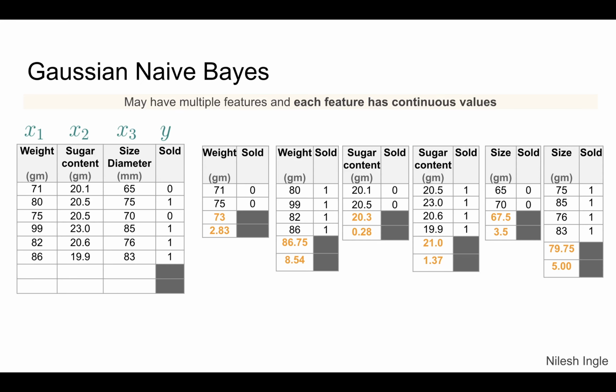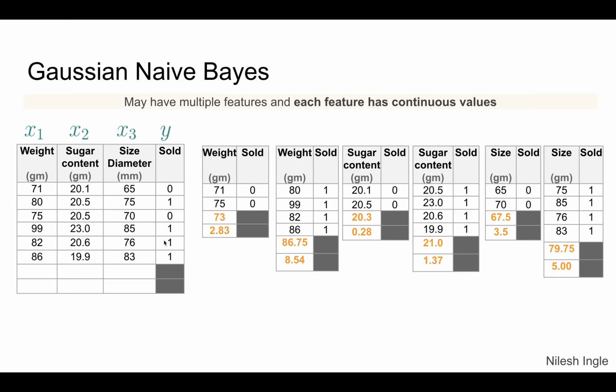Now let's look at a Gaussian naive Bayes classifier. Here, let's look at the table on the left hand side first, and here we can see that we have the weight, sugar content, size, diameter. So these could be the values for fruits such as apple, and as you can see all these values are continuous values. The final output target is categorical because we are using a classifier now.